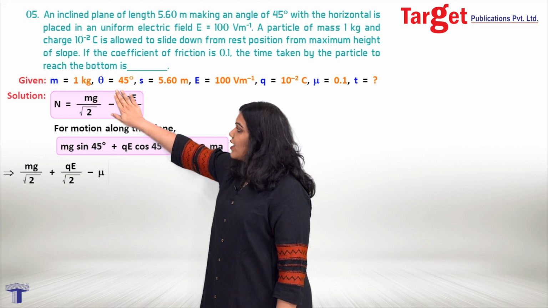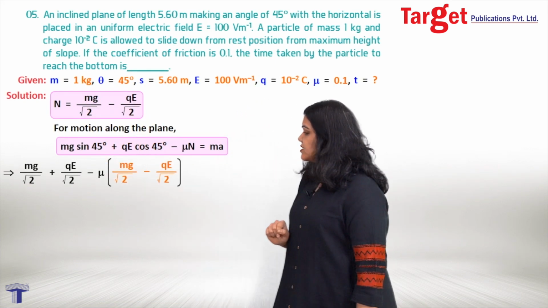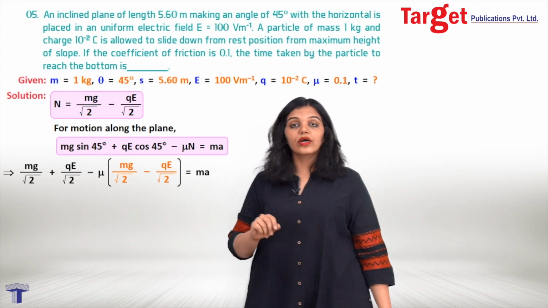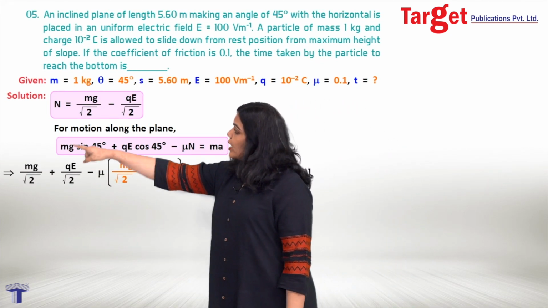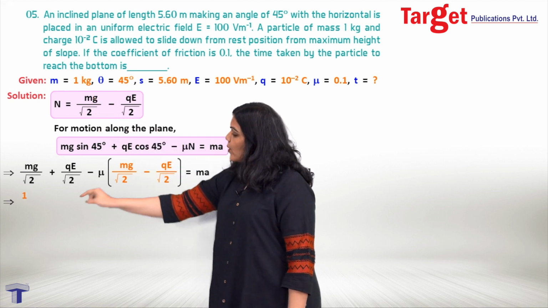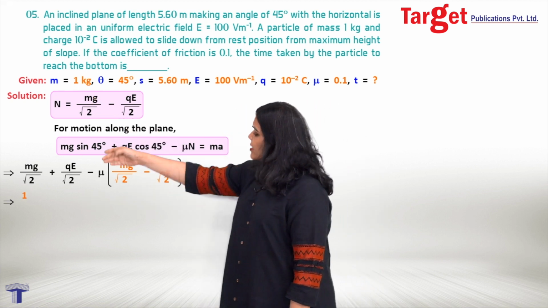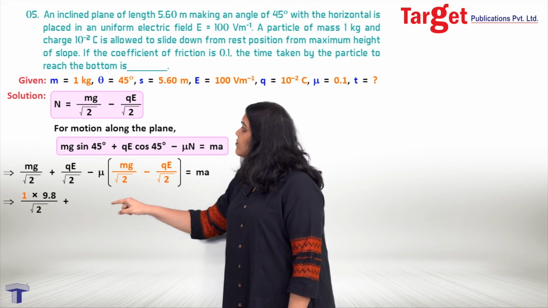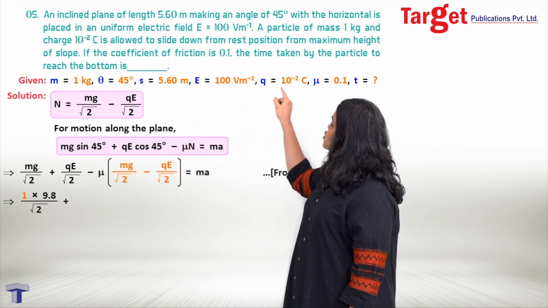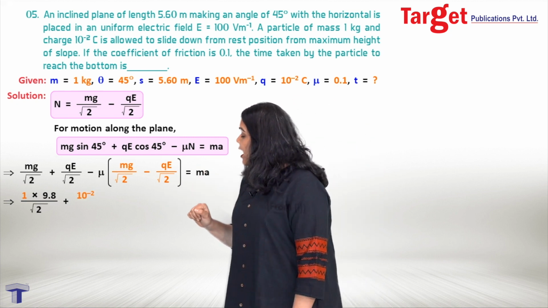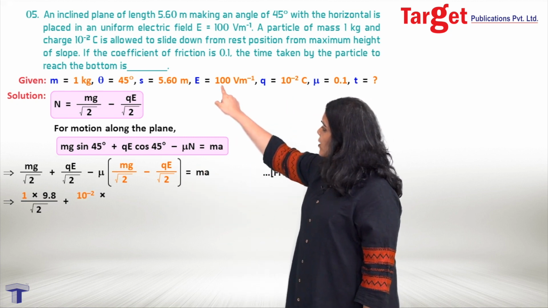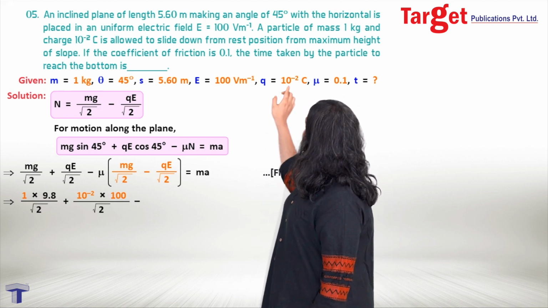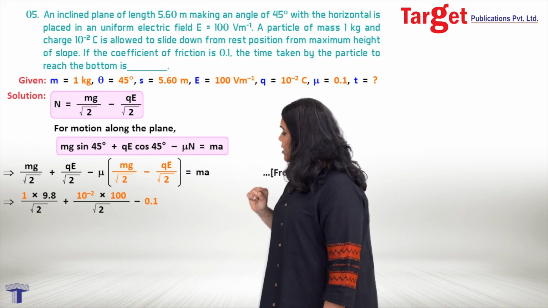So I'm going to take the value of N from here and place it here, and this will be equal to ma. Now it's pretty straightforward. I'm going to put all the values. I know m is 1 kg, so I bring it down. Bring 1 kg down. g is nothing but 9.8 meter per second square, divide by root 2. Plus Q is given to me as 10 raised to minus 2 coulomb, so I bring that down from here. And E is given to me as 100, so I bring that down from here, divide by root 2. Mu is given to me as 0.1, I bring that down from here.